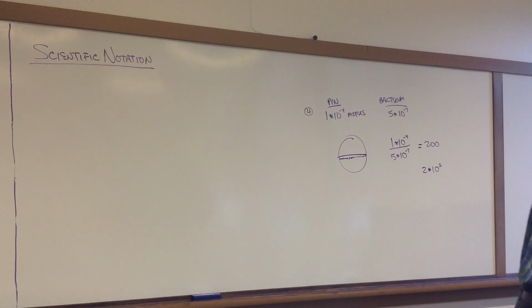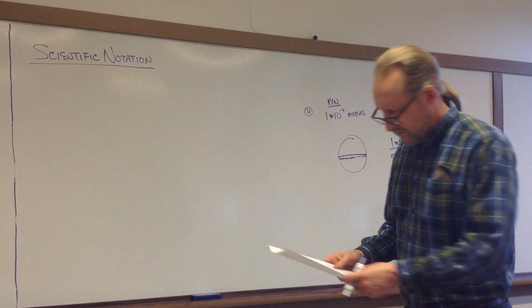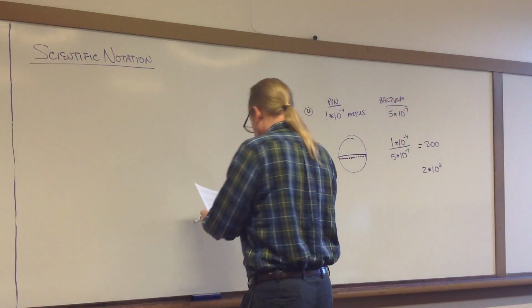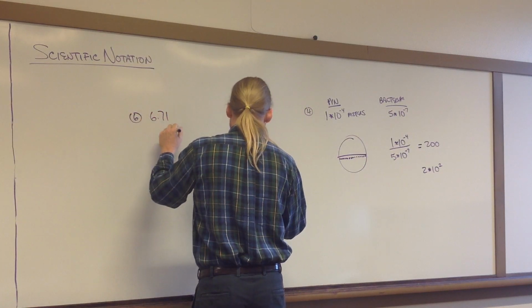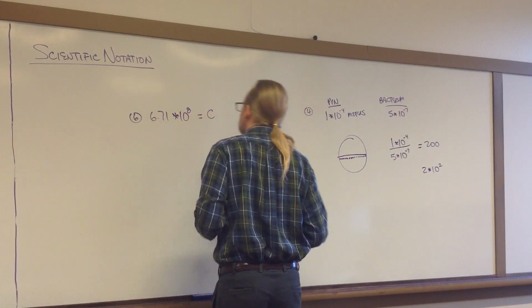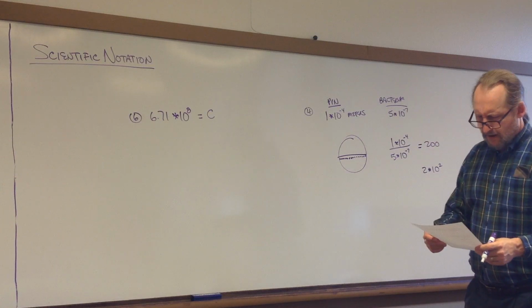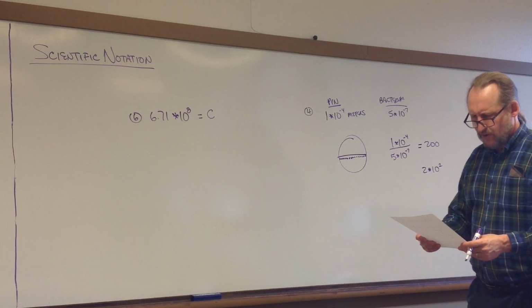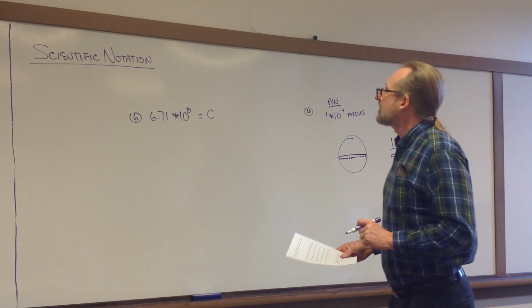Let's see. Problem 6. The speed of light, 6.71 times 10 to the 8th power. Scientists use c for the speed of light. Where are we? There we go. How many miles will light travel in 1 minute?